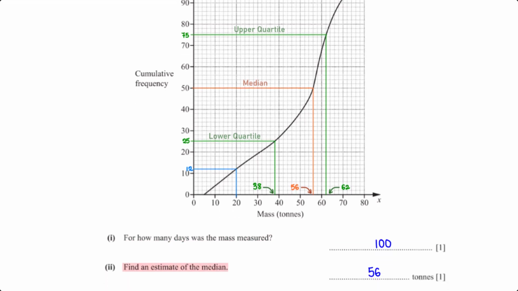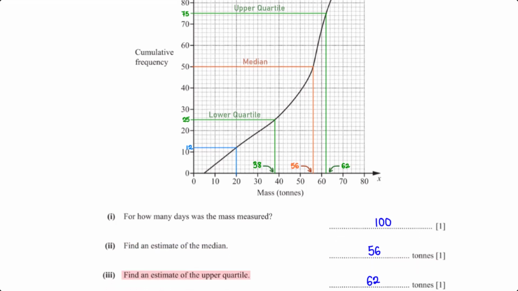Find an estimate of the median. To get the median, we map half of 100, which is 50, onto the graph. This gives us the median to be 56 tons. Find an estimate of the upper quartile. To get the upper quartile, we map 3/4 of 100, which is 75, on the graph. This gives us the upper quartile to be 62 tons.